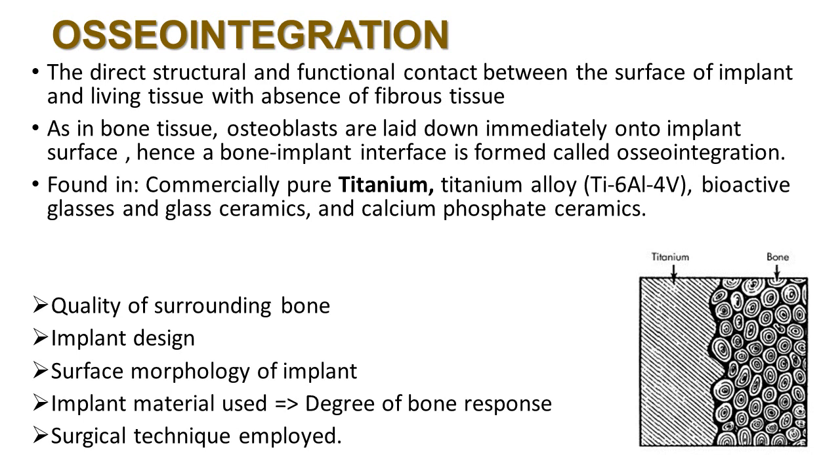So what happens in short is that osteoblasts are laid down immediately onto the implant surface, and hence a bone implant interface is formed, and this is called osseointegration. This is a very complex physiological procedure, and again, I won't go into the detail. At this stage, you just have to know the definition of osseointegration and the fact that this is the main mechanism by which the bone and the implant bond together, and it is found in commercially pure titanium and titanium alloys, bioactive glasses and glass ceramics, and calcium phosphate.